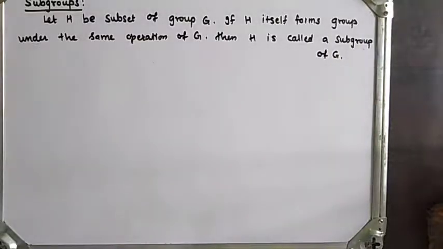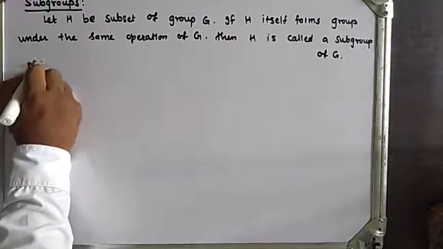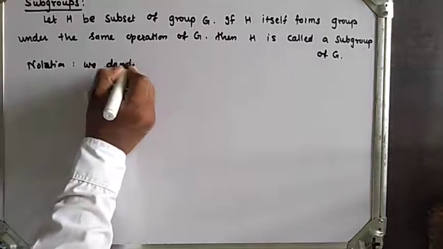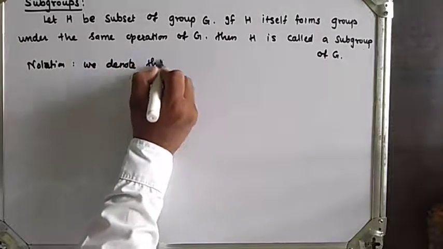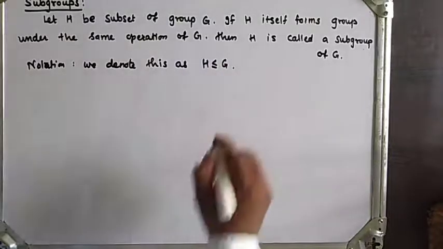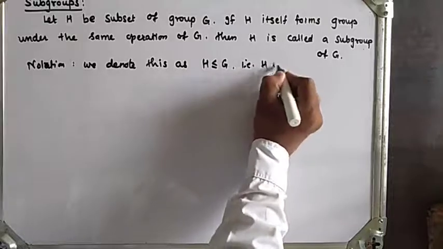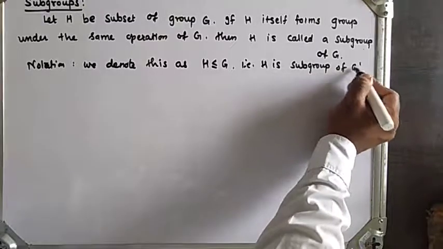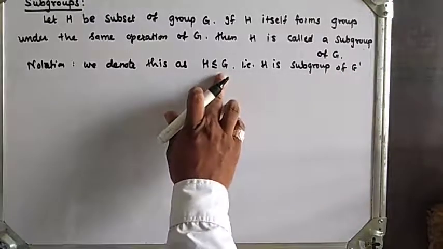When we say that H is a subgroup, first H will be a subset of G, and H itself forms a group. Then we say that H is a subgroup of G, and we denote it by this notation. This is the notation for H is a subgroup of G.